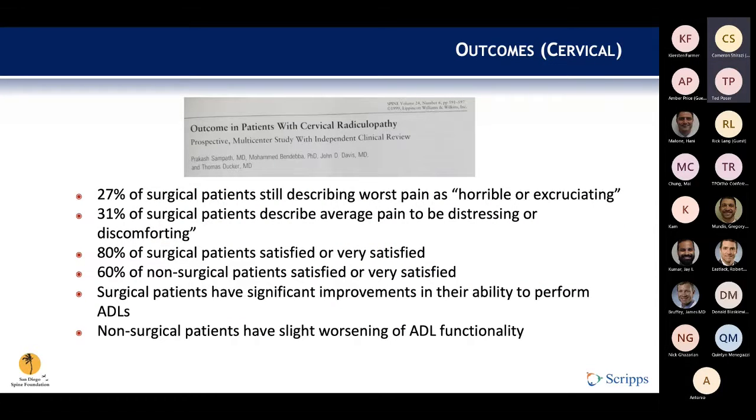And here is outcome in these cervical patients, which paper we already looked at earlier, but coming back to it. 27% of surgical patients still describing worst pain as horrible, excruciating, even after surgery. 31% of surgical patients describe average pain to be distressing or discomforting. 80% of surgical patients were satisfied or very satisfied, and 60% of non-surgical patients. And overall, non-surgical patients have slight worsening of ADL functionality over time.